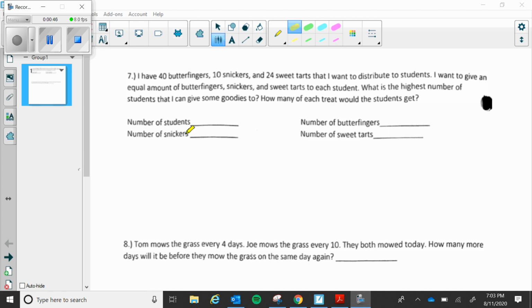So for this problem, let's read it through, and then we're going to talk about those keywords that we see that might give us a hint at what type of word problem it is, whether it's GCF or LCM. So I have 40 Butterfingers, 10 Snickers, and 24 Sweet Tarts that I want to distribute to students. I want to give an equal amount of Butterfingers, Snickers, and Sweet Tarts to each student. What is the highest number of students that I can give some goodies to? And how many of each treat would the students get?